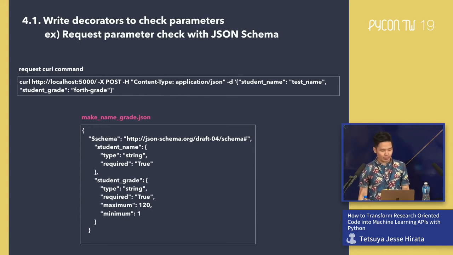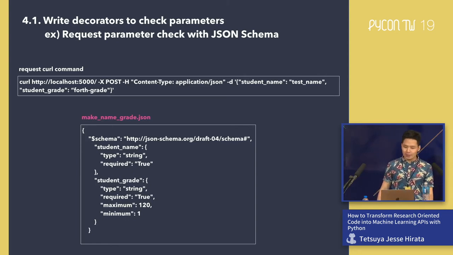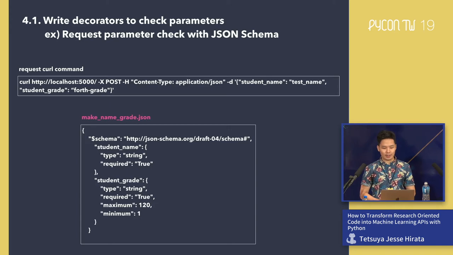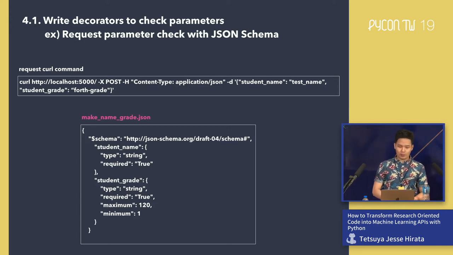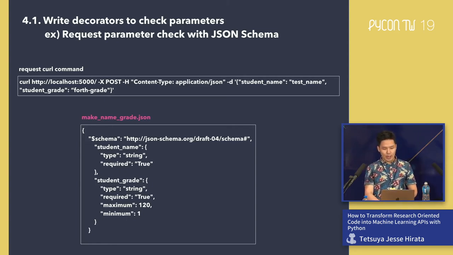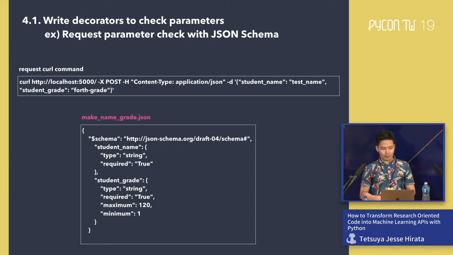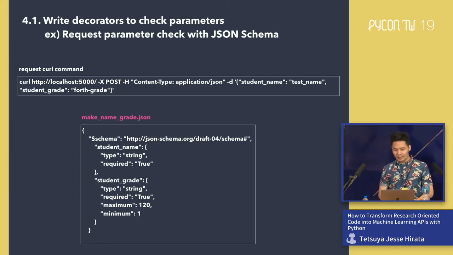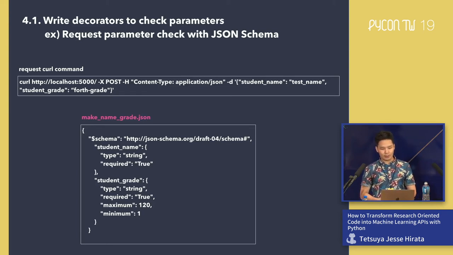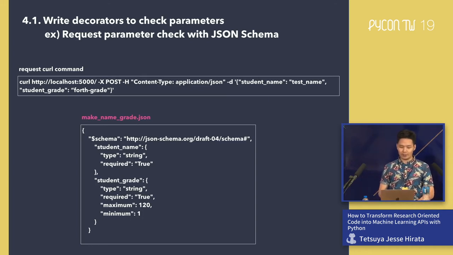I'm going to show you an example of request parameter check with JSON schema. This request command has student name and student grade as the parameters. This JSON file is a sample JSON schema which I wrote. In this file, you can define what data should be checked and how the data should be checked. So this makeName_grade.json file is defining the data type of student name as string, and it must be included as a request parameter. And the data type of student grade is also defined as string, and it must be included as true. The maximum length of characters is limited to 120, and the minimum length is one character. So in this example, request parameters are not allowed to be empty.